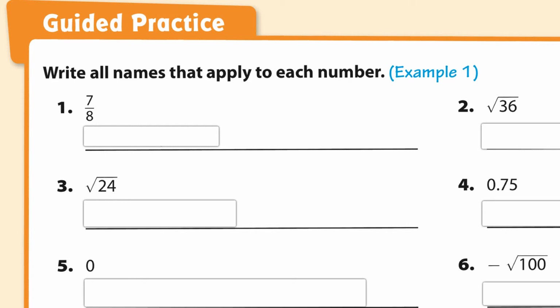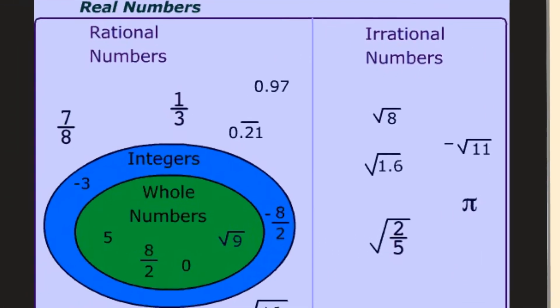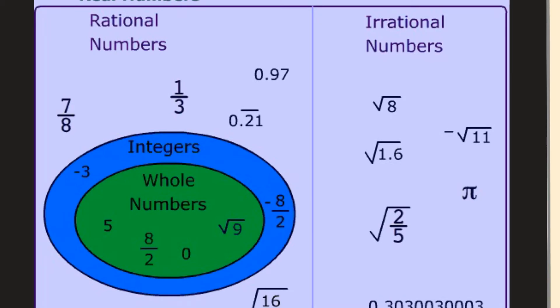Welcome to Guided Practice for Lesson 14.1, and this is all about rational numbers and types of numbers and classifying numbers. So, first off, write all the names that apply to each number in 7/8. And you might be thinking, well, it's a fraction. But we need to be more precise about that because now we have some new vocabulary, and this is a chart here that's good to know about.